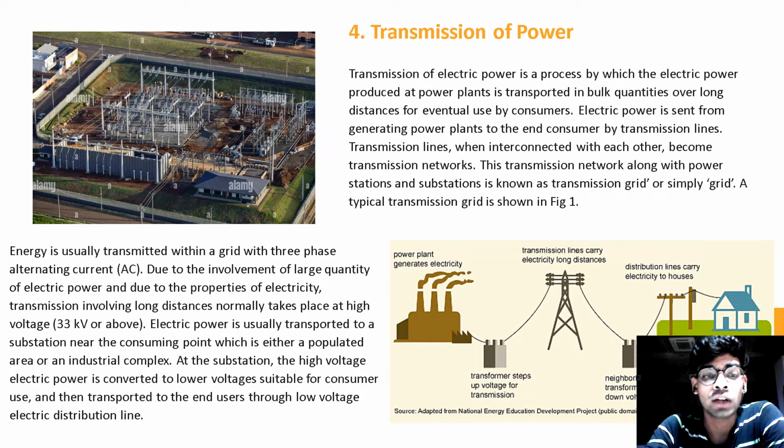Due to involvement of large quantity of electric power and due to property of electricity, transmission involving long distances normally takes place at high voltage. Electric power is usually transported to a substation near the consuming point, which is either a populated area or an industrial complex. At the substation, high voltage electric power is converted to lower voltage suitable for consumers' use and then transported to the end users through low voltage electric distribution line.